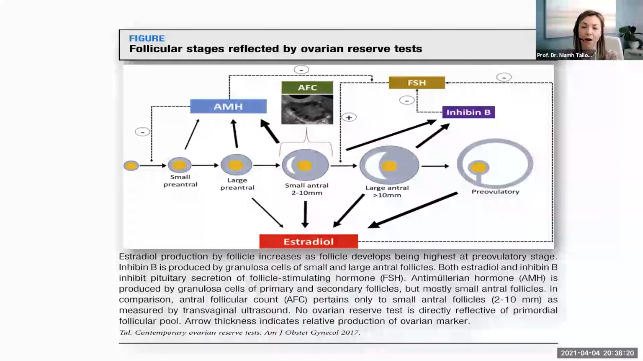Now, our common assessments for ovarian reserve are doing FSH in the early follicular phase, day 2 to 4, with an anchoring estradiol. We also look at an antral follicle count and an AMH anti-Müllerian hormone level to help with us.